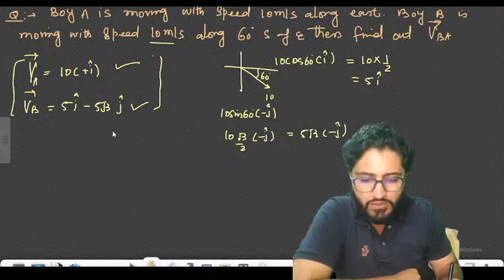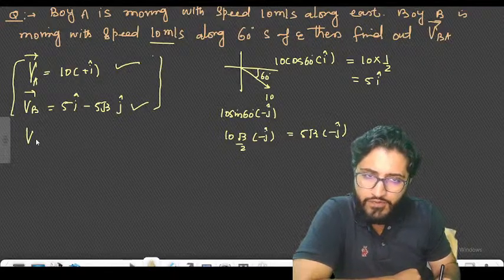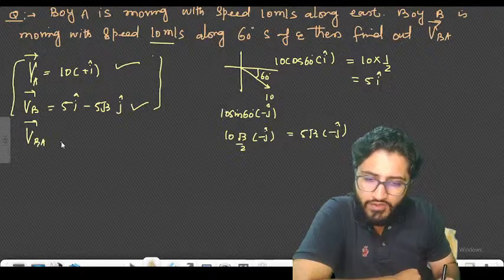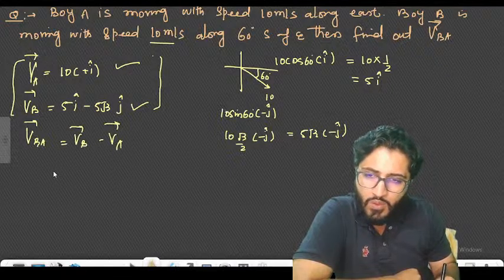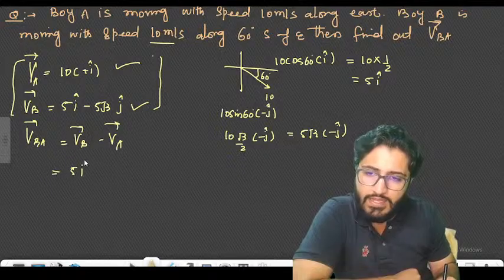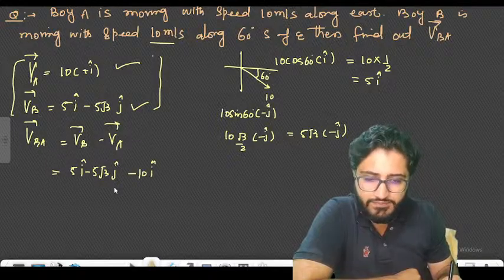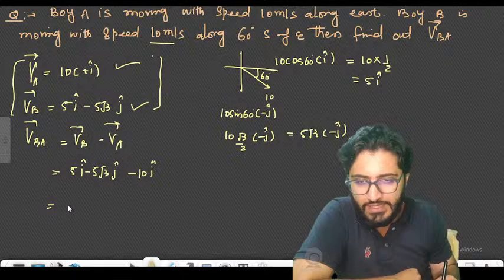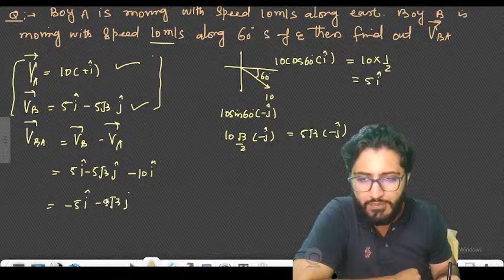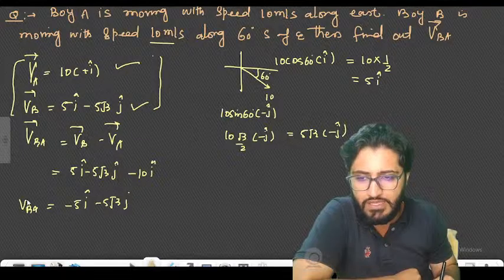So what can I do now? I need to find out VBA. Is it VB minus VA? What is VB? VB is 5 i cap minus 5 root 3 j cap. VA is 10 i cap. Done? So my answer came out to be minus 5 i cap minus 5 root 3 j cap. This is my velocity, VBA.